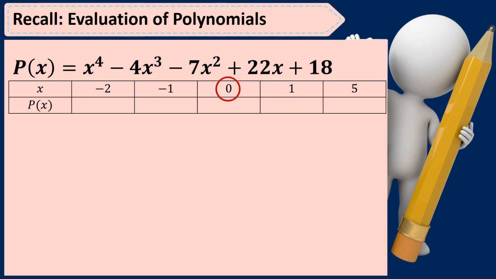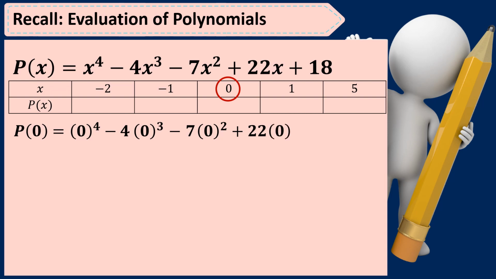We now solve for P of 0. P of 0 is equal to the fourth power of 0 minus 4 times the cube of 0 minus 7 times the square of 0 plus 22 times 0 plus 18. Since our equation is written in its general form, then our P of 0 is equal to our constant term, which is positive 18.